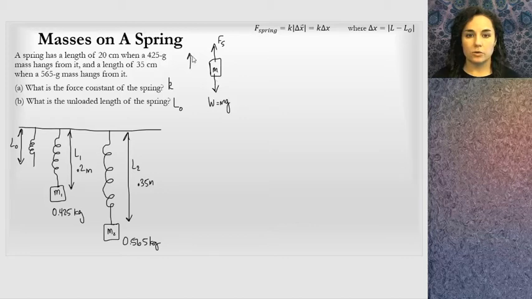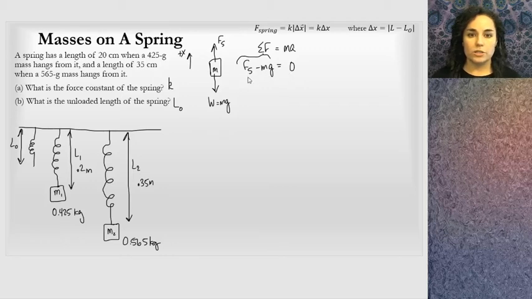I can assign a coordinate system, upward positive x, and apply Newton's second law, the net force equals mass times acceleration. I know that there's zero acceleration. These masses are just sitting there. And so the net force on it is going to be the spring force upward minus the weight down, and I'm just going to put what I know in there.